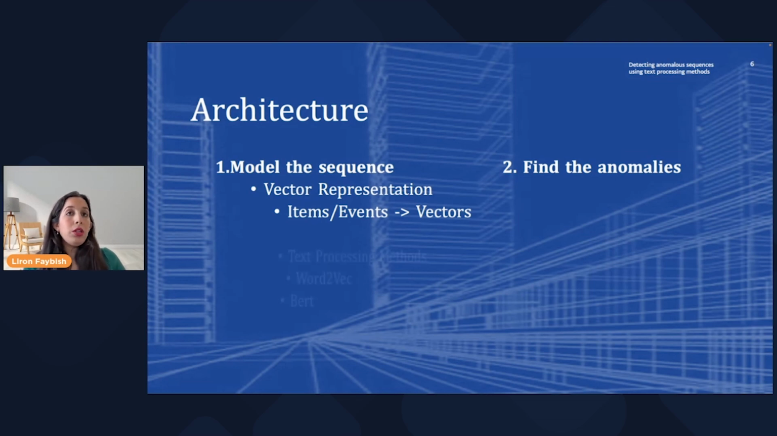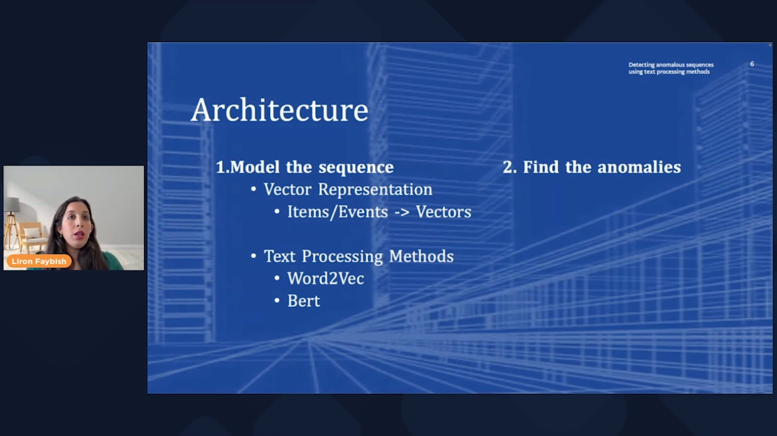The way I wanted to do so is using text processing methods such as word2vec and BERT. In the second step, we want to take the vector we extracted in the first step and train a model that learns the structure of the good sequences and identifies the anomalies. The model we chose for that mission is Autoencoders. Let's do a quick overview of those algorithms.